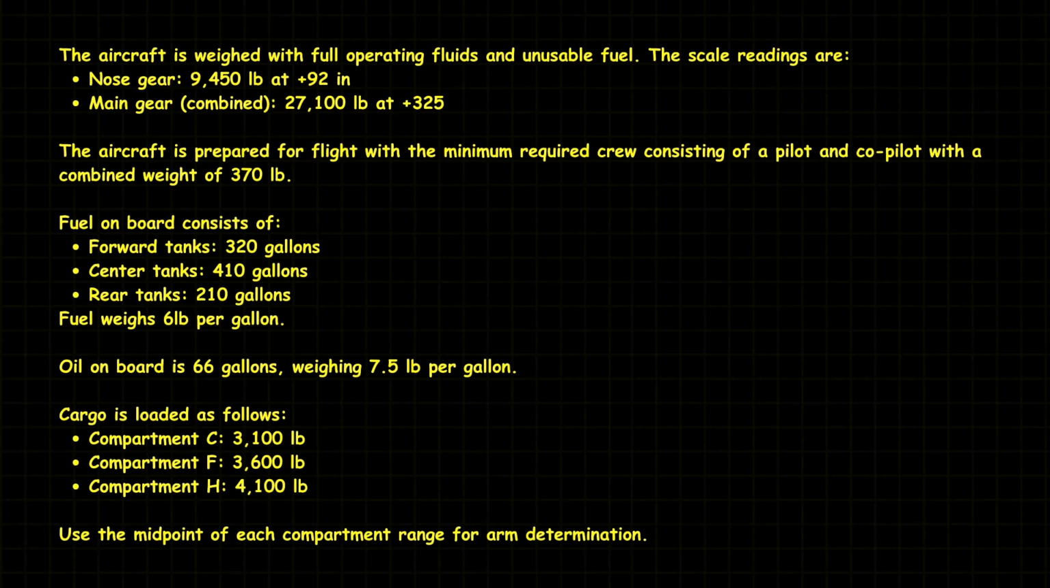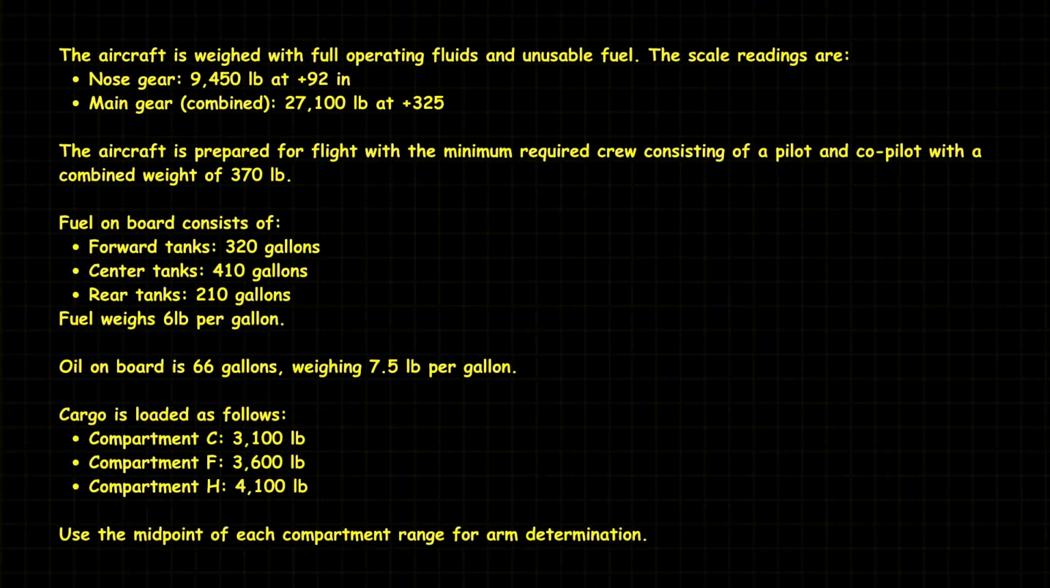The aircraft is weighed with full operating fluids and unusable fuel. The scale readings are nose gear at 9,450 pounds at 92 inches arm. Main gear combined 27,100 pounds at 325 arm. The aircraft is prepared for flight with a minimum required crew consisting of a pilot and co-pilot with a combined weight of 370 pounds.